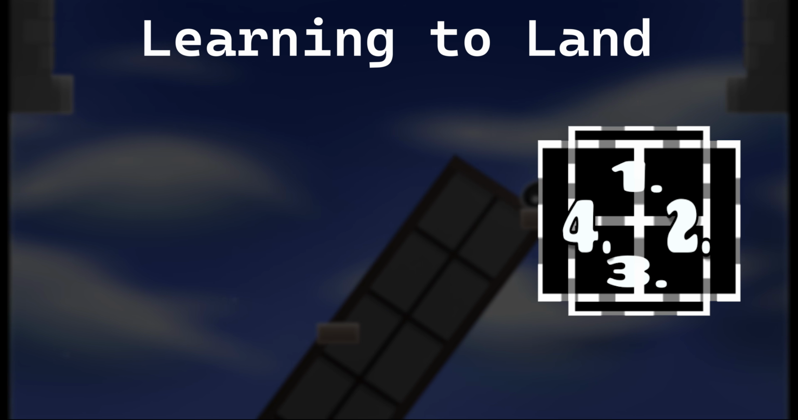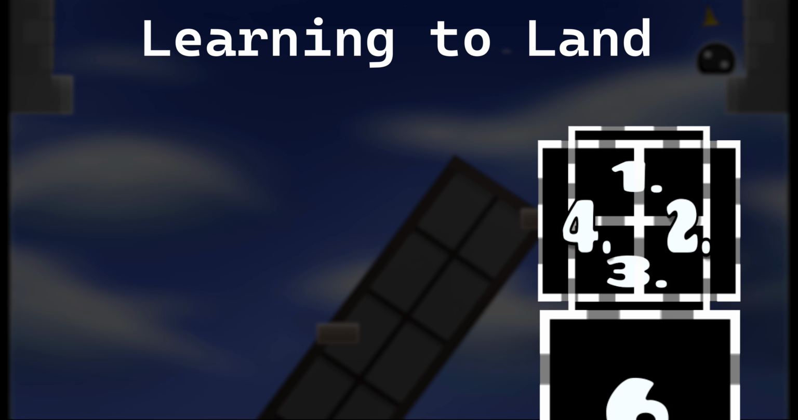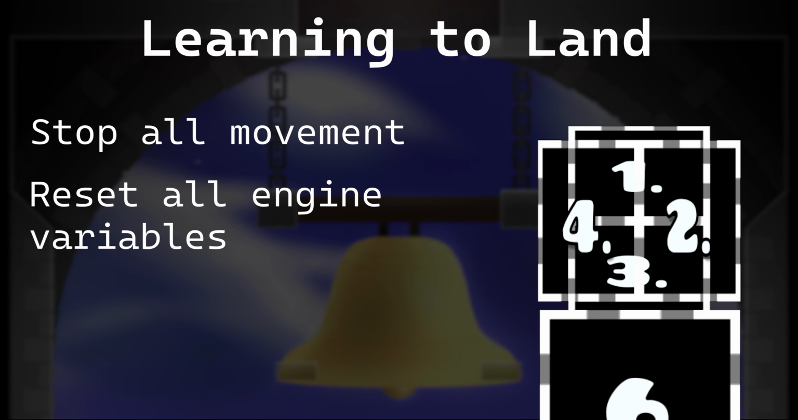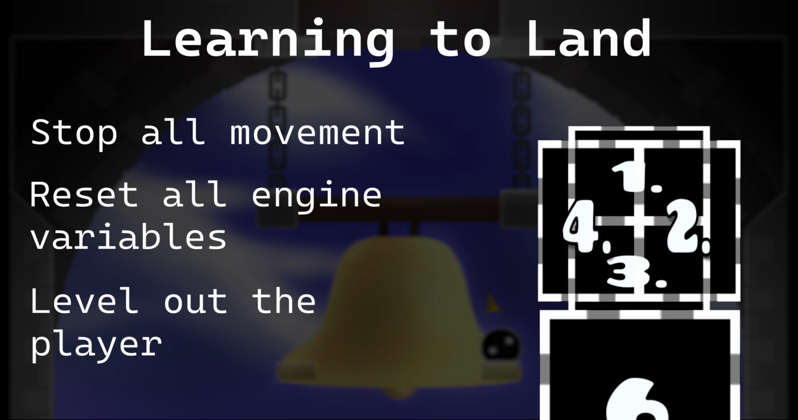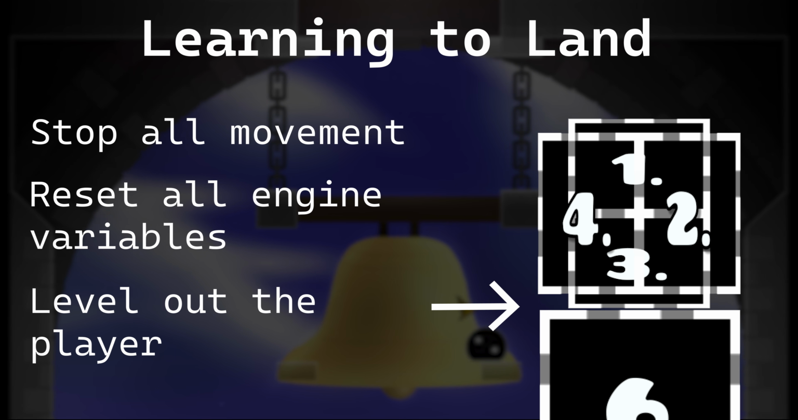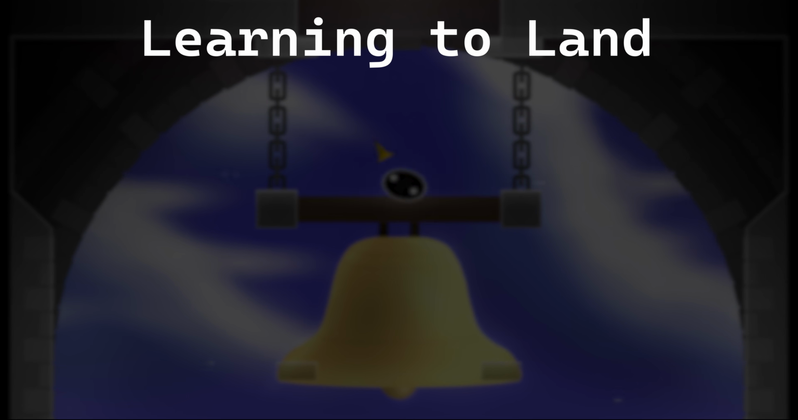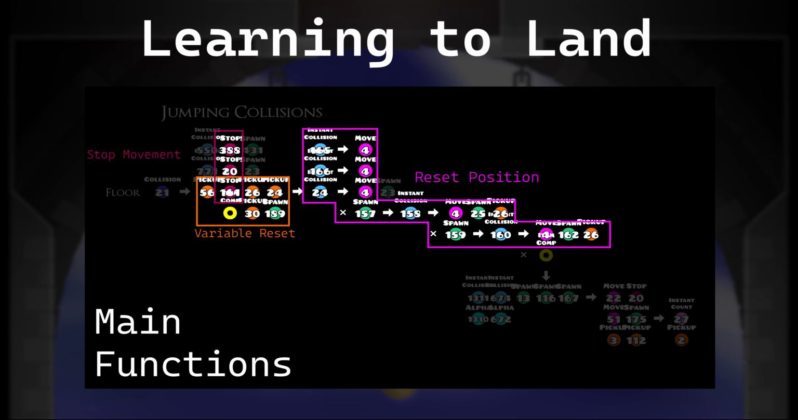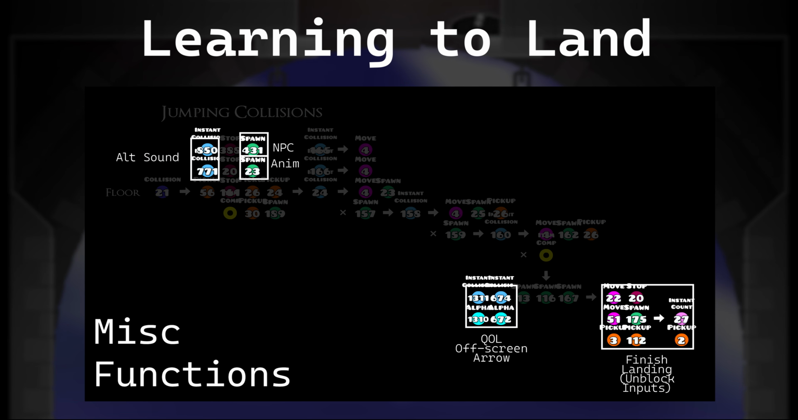If the 3 block touches the 6 block, the player is landing. Stop all movement, reset all variables, and level the player out so that it's just above the block you landed on. The code for landing is really complex because of how many miscellaneous functions run every time you land, but the logic is very simple: stop.